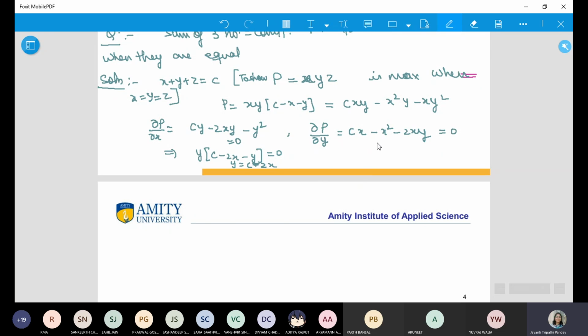Yes, ma'am. Now here what you will get? You will get x into (c minus x minus 2y), so x is equal to c minus 2y. So we put y from here to here. This means x is equal to c minus 2(c minus 2x), so this is c minus 2c plus 4x. So we got 3x is equal to c. So x is c by 3. Is this fine?